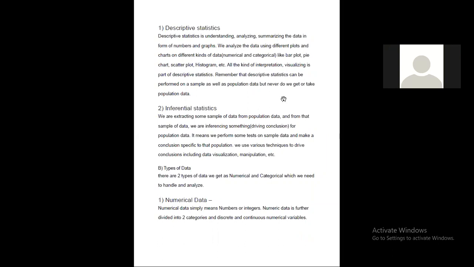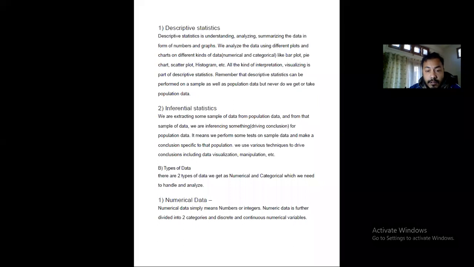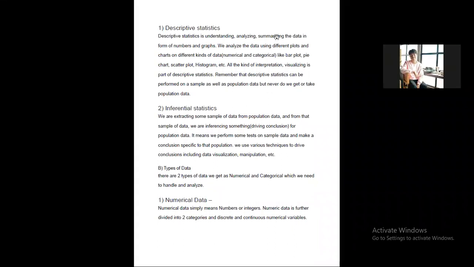Can you give an example of numerical types of data? What is one particular example of numerical data? Sir, age of a person. Age of a person. Good. Anyone else?